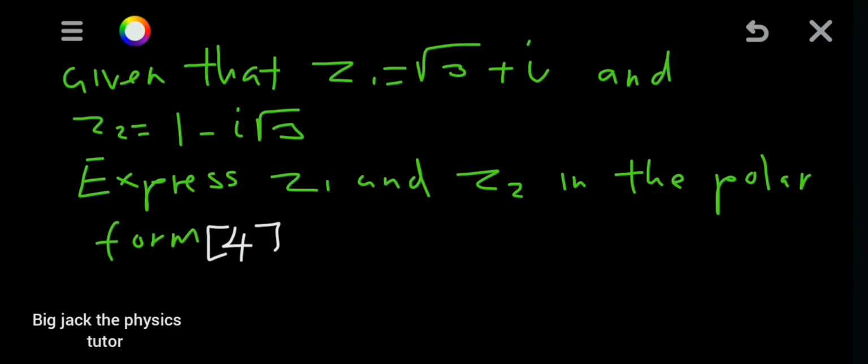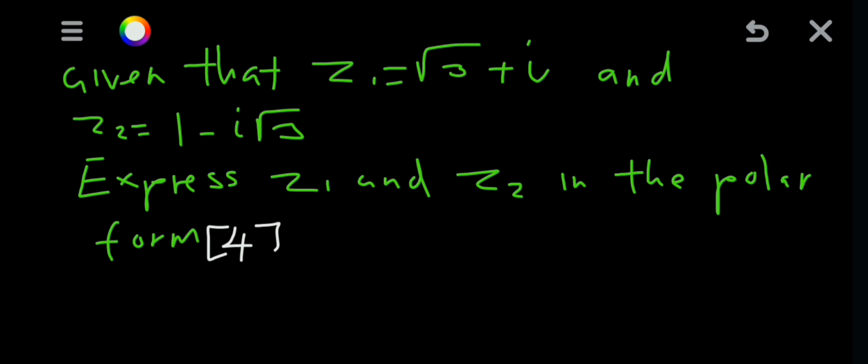Video, I'm answering the question which is coming from complex numbers. So the question is saying, given that z1 is equal to root of 3 plus i, and z2 is equal to 1 minus i root of 3, then it is saying express z1 and z2 in the polar form.